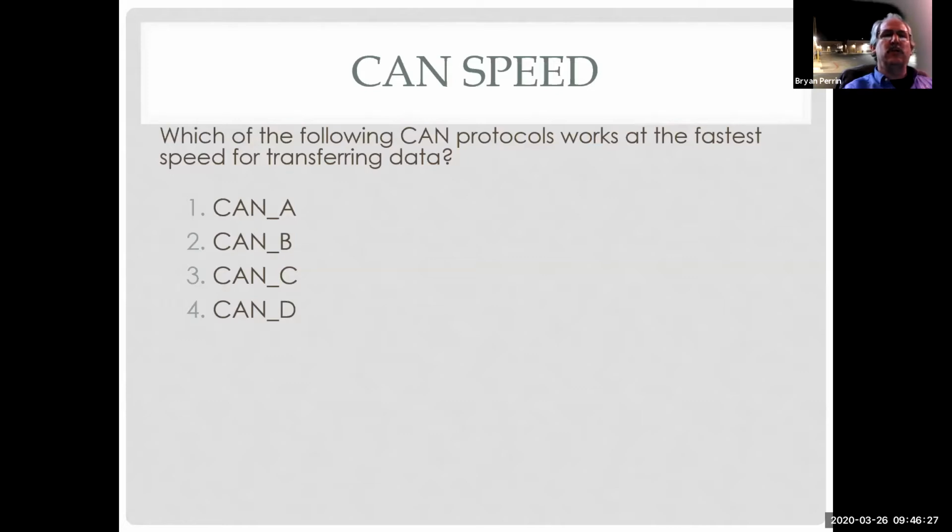Wires are used as twisted pair to prevent which of the following? And the majority of you got that right, both induced voltage and signal noise. And which of the following CAN protocols works at the fastest speed? And 53% of you are correct. It is CAN D. So CAN is pretty simple. The earlier in the alphabet, the slower it is. So A is slower than B, which is slower than C, and then D is the fastest.